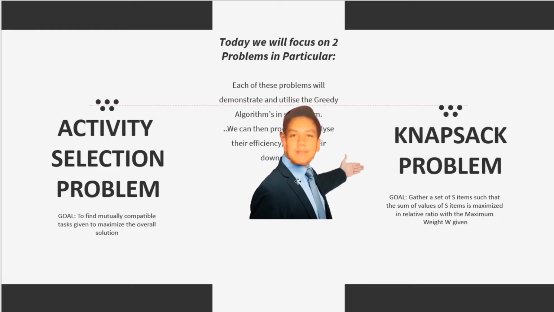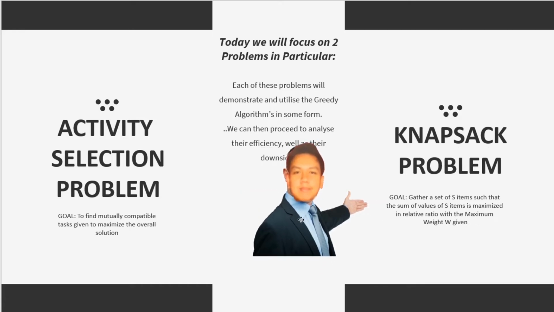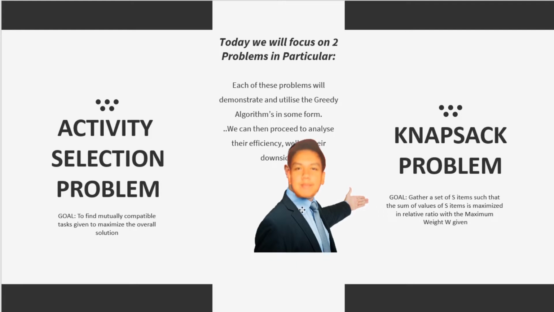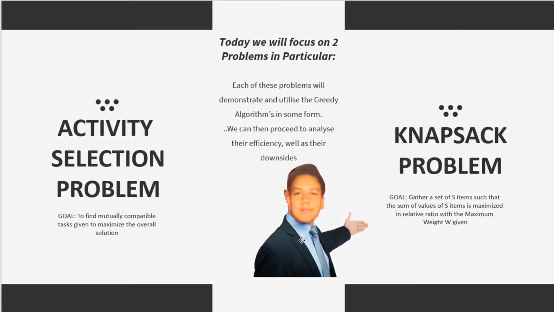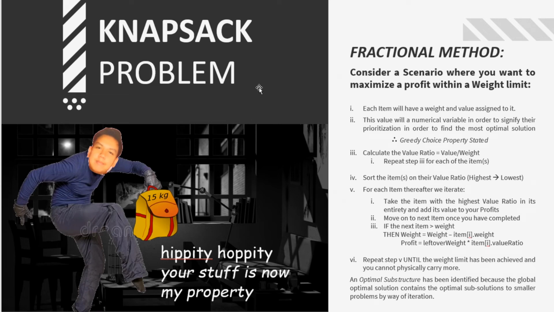Now that we have analyzed the activity selection problem, we can move on to the second problem, which is known as the knapsack problem. The goal of the knapsack problem is to gather a set of S items such that the sum of the values of S items is maximized in relative ratio with the maximum weight given. There are actually two ways to solve the knapsack problem, but for now we will focus on what's known as the fractional method. Consider a scenario where you might want to maximize a profit within a weight limit.